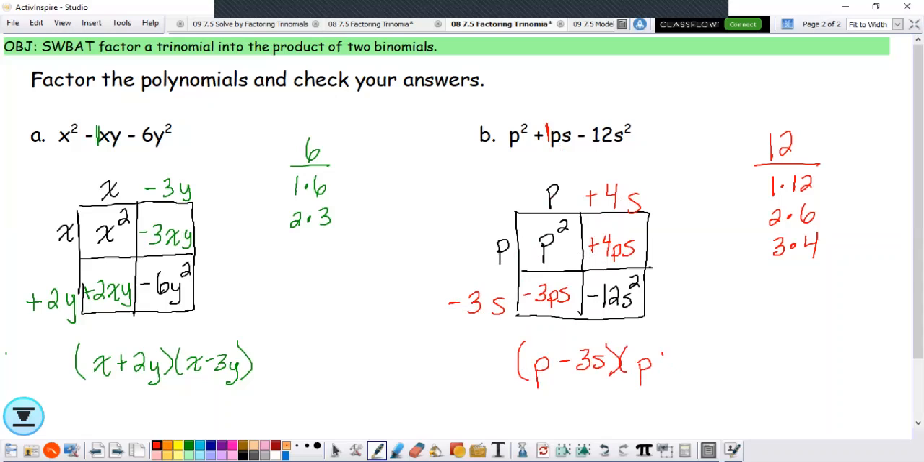times p plus 4s. So yes, we can factor trinomials that have two variables. We just need to keep in mind that each factor is going to have two variables in it, and we just need to be cautious still with watching signs and looking for factor pairs.